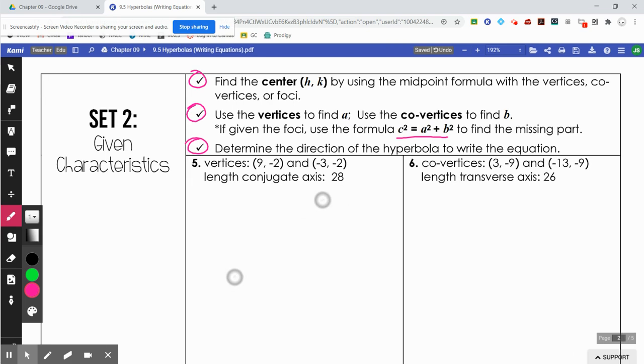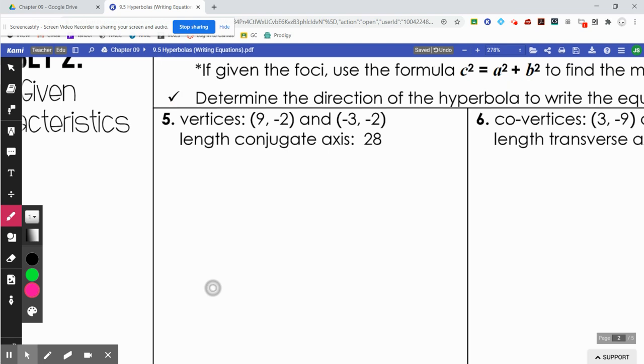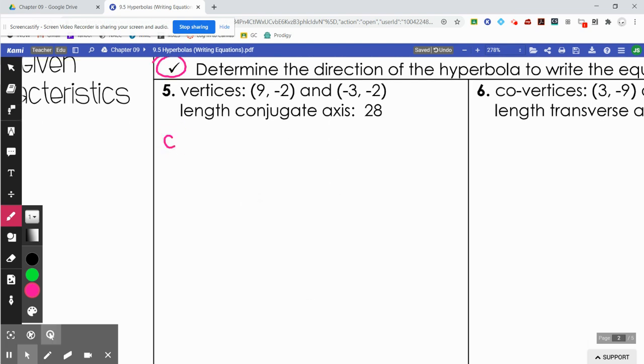So let's try this. First off, your vertices. Let's find the center of our actual hyperbola by finding the center of our vertices. Add the x's, divide by 2, add the y's, divide by 2. That means that my center is located at 3, -2. Next up, let's determine, is this going to be a horizontal or a vertical hyperbola? The way we're going to do that, 9, -2 and -3, -2 are horizontal from each other. The vertices are horizontal, so that means the hyperbola is going to be a horizontal hyperbola.